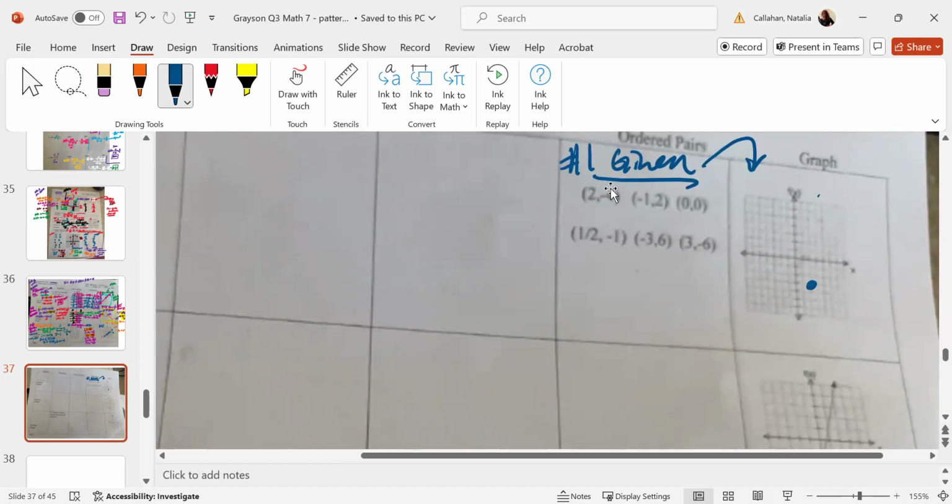2, -4. -1, +2. 0, 0. 1/2, -1. -3, 6. +3, -6. Positive slope or negative slope? Positive slope means you go up the mountain. Negative slope means you go down the mountain.